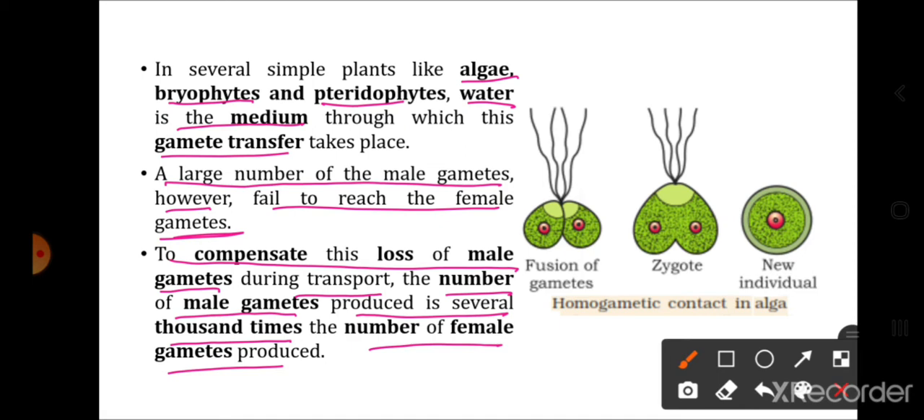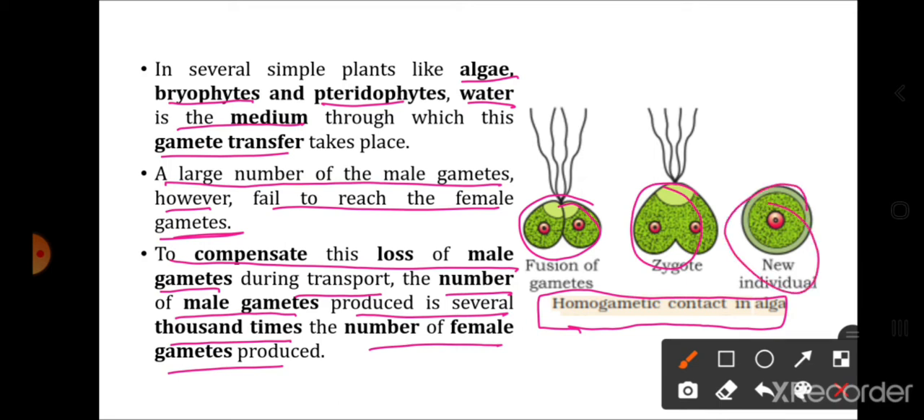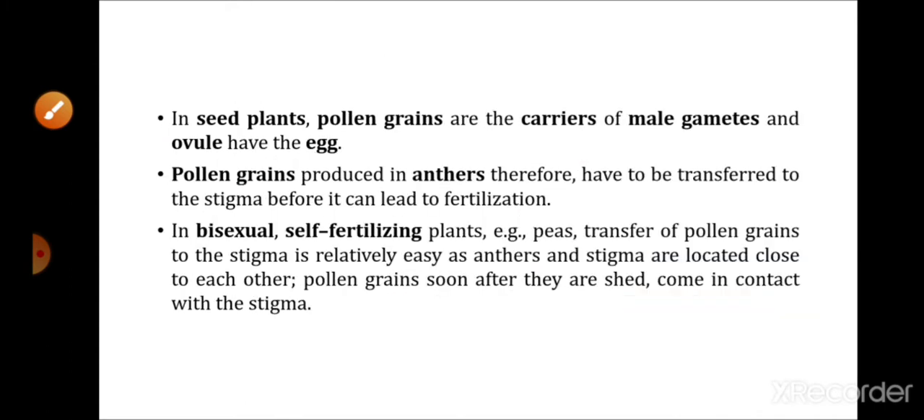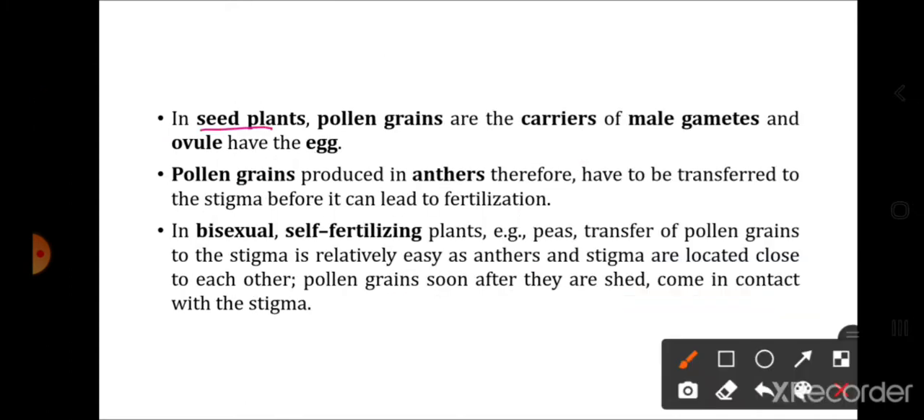Now this is a diagram showing the homogametic contact in the alga. Basically, in homogametes, you can see that both the gametes are similar morphologically. They are fused, resulting in the formation of the zygote, and this is the new individual formed. Clear? Now, in seed plants, the pollen grains are the carriers of the male gamete and ovules have the egg.